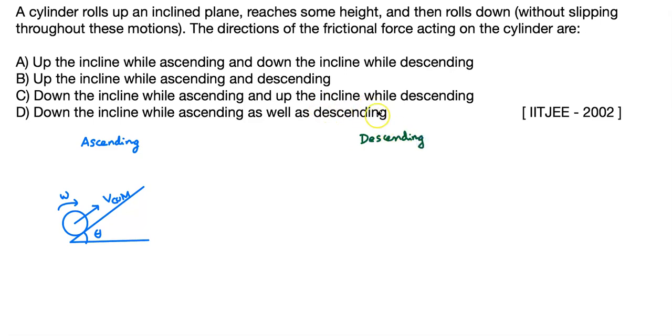And so we haven't been given any numbers or any variables here. Of course, we can assume some variables, but we need to find out the direction of the frictional force. Alright, so let me draw a similar diagram for the descending case as well. Inclined at an angle theta, and you have a cylinder again, and this time the velocity of the center of mass is going to be in this direction, and the angular velocity is going to be in this direction. So what is the direction of the frictional force in these two scenarios? So that is the question.